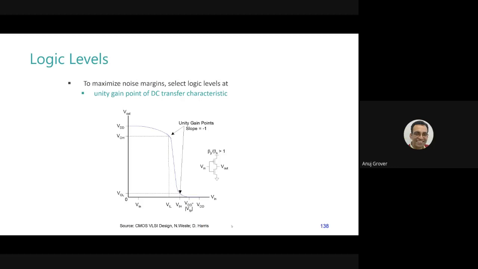Okay, you tell me what happens. Suppose in this case, I increase the width of my NMOS. This is how my curve would look. So what would happen? It is approaching towards zero, not VDD, it is going towards zero. That means our lower NML will increase and NMH will decrease.